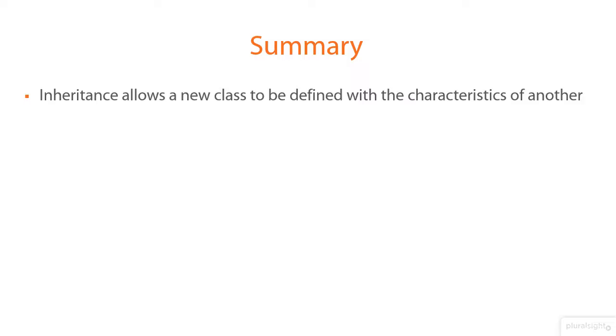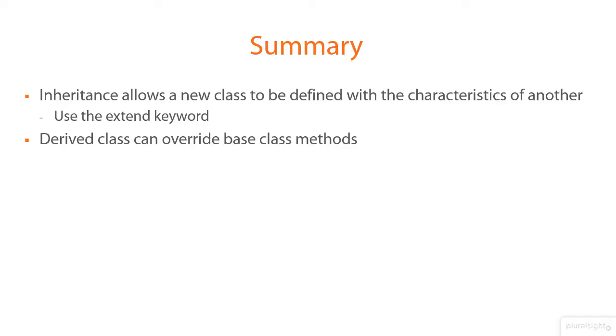To wrap up, our focus in this module was on inheritance. Inheritance allows us to create a class that has the characteristics of another class. In Java, we use the extend keyword to identify that one class is deriving from another. Derived classes can override base class methods. In other words, we can provide our own definition of those methods' behaviors.